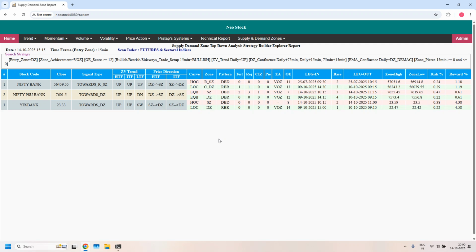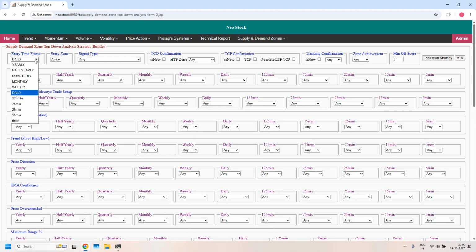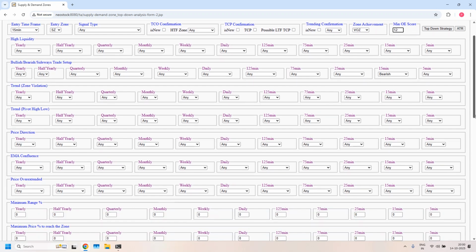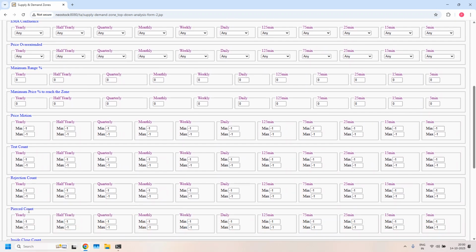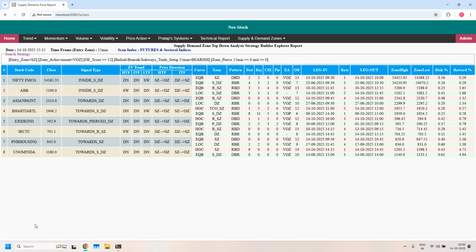Okay, this is bullish trade setup for daily income trade. Next, bearish trade setup for daily income trade. 15 minute supply zone is the entry time frame zone, and here at 15 minutes I am selecting bearish. Zone achievement VOZ, minimum odd enhancer score 12, and the 15 minute supply zone should not be pierced. So in the pierced count parameter at 15 minutes time frame, minimum value 0, maximum value 0. So with these filters we got 8 stocks.